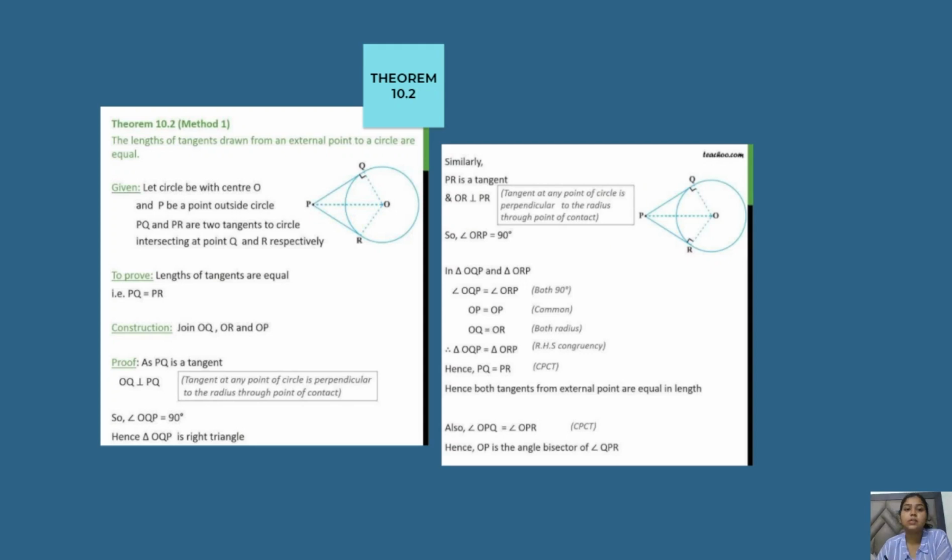Let's move ahead with another theorem, that is theorem 10.2. This is the most important theorem, we can say the most important theorem of this chapter. As this chapter has only 2 theorems, this is one of the most important theorems.